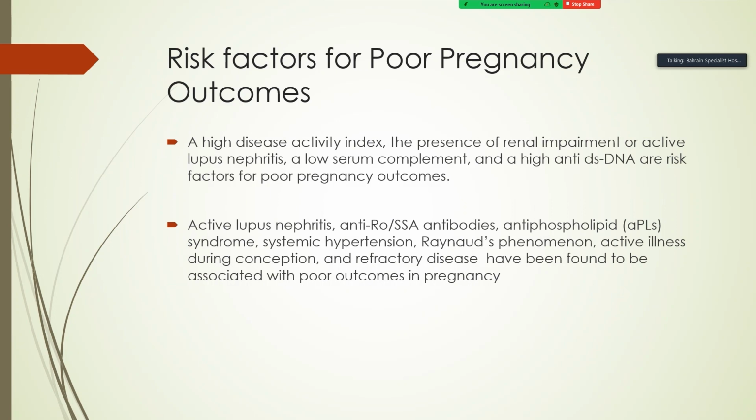factors. So the risk factors for poor pregnancy outcomes are high disease index, the conception in the presence of active disease, renal impairment or presence of active lupus nephritis, very low serum complement levels, and high dsDNA levels, which denotes the presence of active disease, and a person having active lupus nephritis, presence of anti-Rho antibodies or antiphospholipid antibodies, or systemic hypertension, Raynaud phenomena. These are all the poor risk factors for pregnancy outcomes.